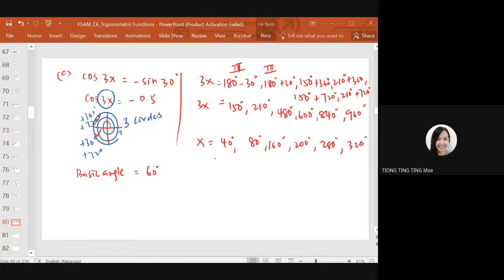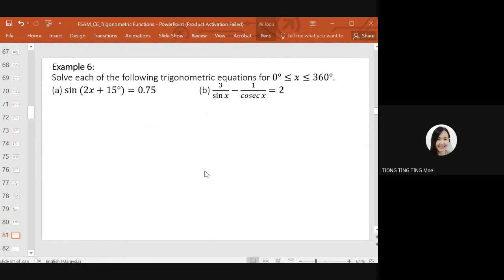So you see your answer. Your answers are all in the range 0 to 630. Okay, it means that it has 3 circles. So now we go to example 6. Okay, after this example, we discuss a few questions in the textbook and we will end our lesson today. Sorry for the late today.